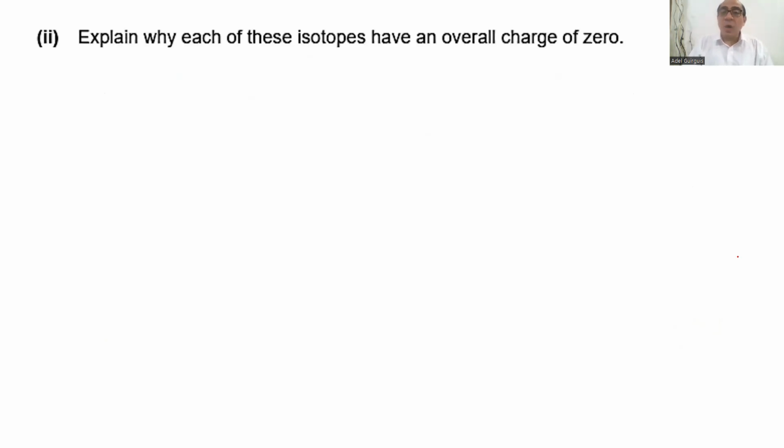Part ii: Explain why each of these isotopes has an overall charge of 0. Both isotopes have an overall charge of 0, meaning they are neutral atoms. Any atom in the periodic table, as we call an atom, is neutral. Why? Because the number of positive protons inside the nucleus equals the number of negative electrons outside the nucleus, revolving in shells.